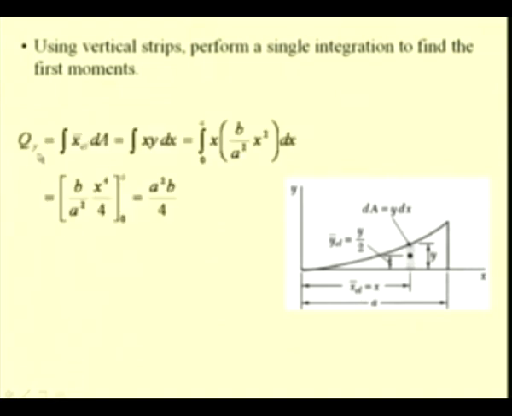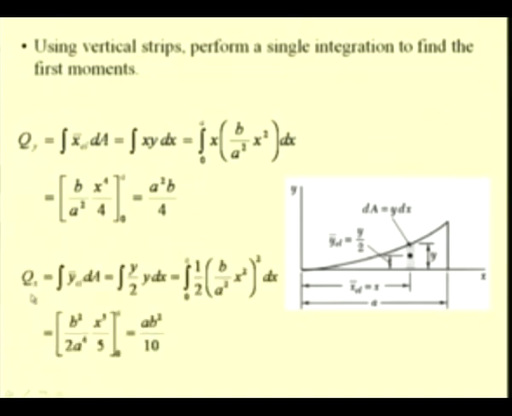So, Qy defines the first moment of this element, and the sum of all these first moments is the first moment of this area with respect to the y axis, and it is found as a square b by 4. Here you will see that xy dx is the first moment of this small elemental area, and it is integrated between the limits 0 to a. Similarly, we can find the other moment, that is the moment with respect to the x axis.